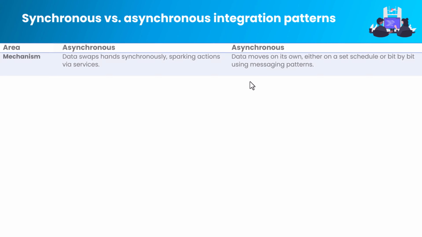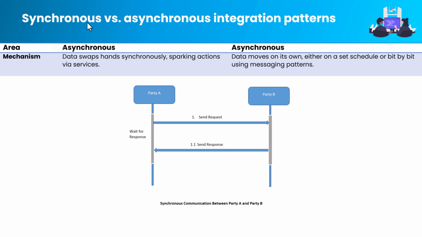So as you can see, here is our first point, the mechanism. We'll discuss both synchronous and asynchronous. In synchronous, data swaps hands synchronously, sparking actions via services. What does that actually mean? It means the data exchange is immediate and the sending system waits for the response from the receiving system before proceeding. This is ideal for real-time operations where the response is needed instantly. So this is about the synchronous.